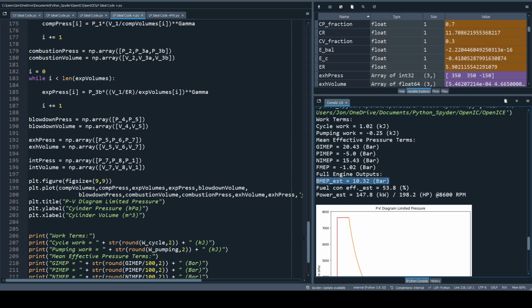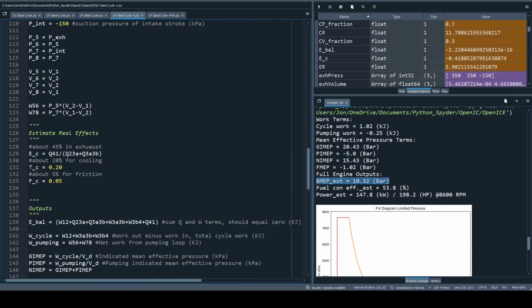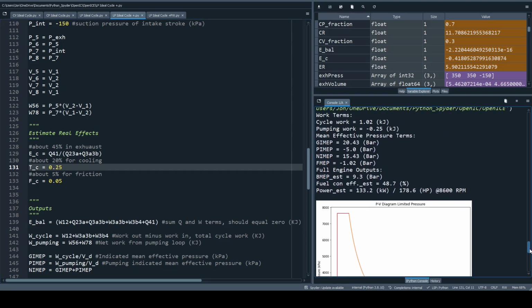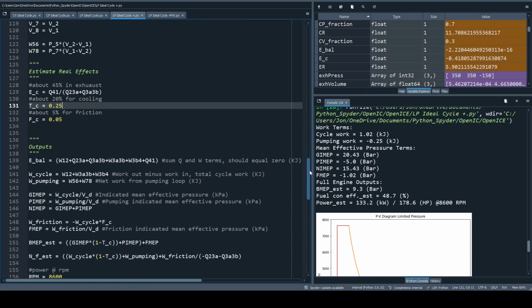Fuel conversion efficiency is looking a little high. Let me actually change this. We'll say that we're going to have 25% of heat going just to cooling. So we'll run this. Starting to look a little more realistic. BMEP comes down. Our fuel conversion efficiency comes down a little bit. So these numbers are looking pretty good.